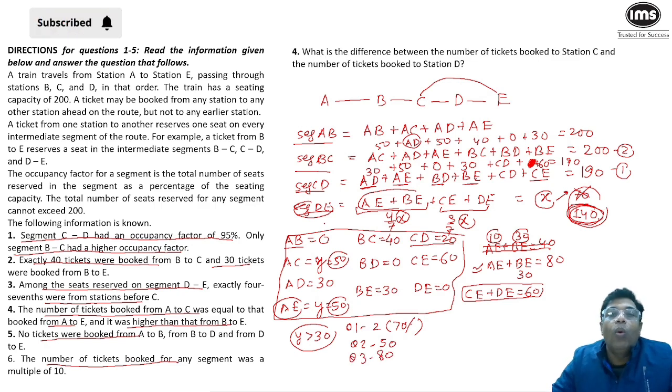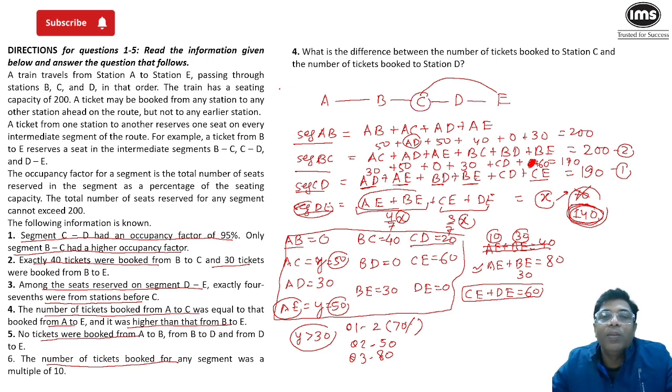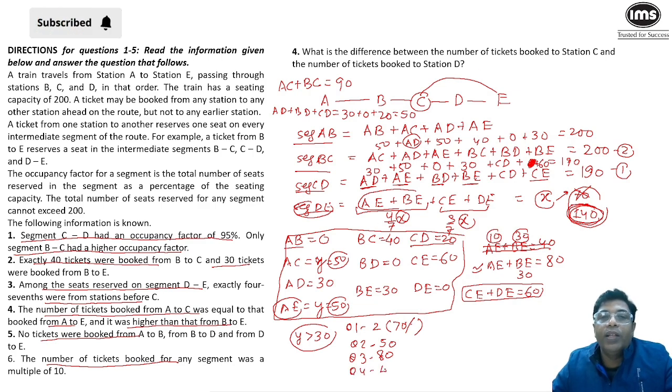Go to the next one. What is the difference between the number of tickets booked to station C and the number of tickets booked to station D? How many tickets are booked to station C? Station C means AC plus BC. So now calculate the value of AC plus BC, it becomes 90. And to station D means AD plus BD plus CD. So AD is 30, BD is 0 and CD is 20. So this is 50. So 90 minus 50 will become 40. So for this question, the answer has to be 40.